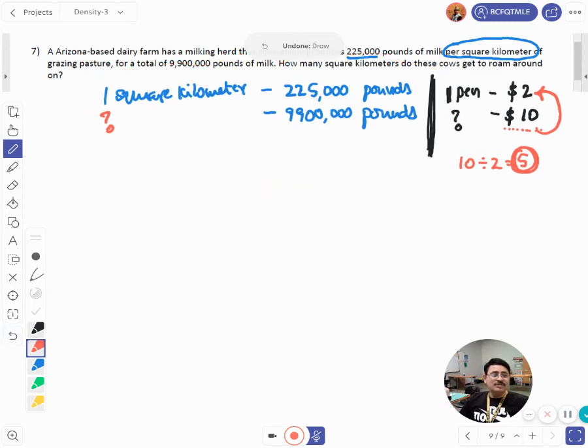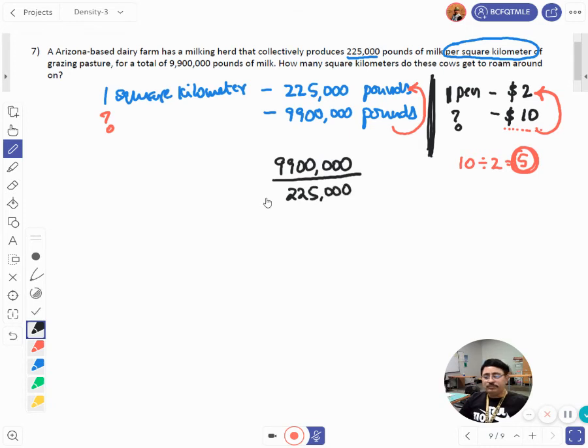Now, this situation is exactly similar to the example which I have given. But these numbers are too big. Really, we don't know what to do. But if I compare with the example, now I know what to do. That is, I have to take 9,900,000 divided by 225,000. You know, in the numerator and denominator, three zeros each are cancelled.